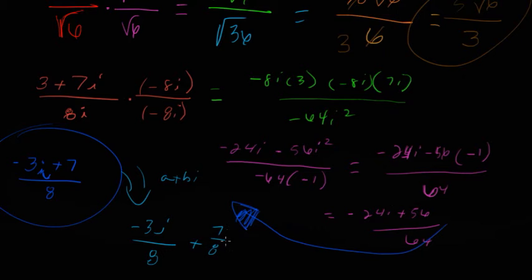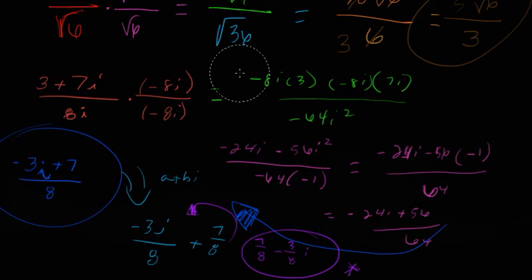Okay? And then reverse the placement of these, because remember your imaginary part goes last and your real goes first. So reverse the placement of these, and then we're left with 7 over 8 minus 3 over 8i. And that would be your answer.